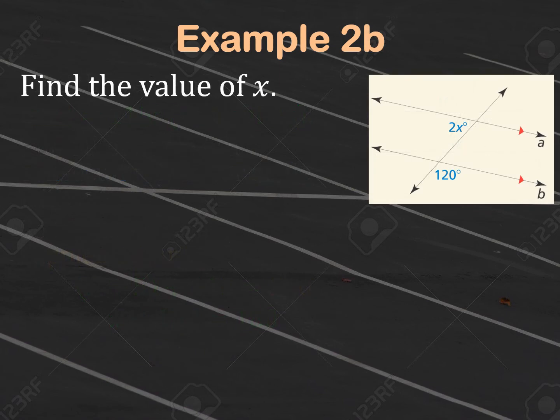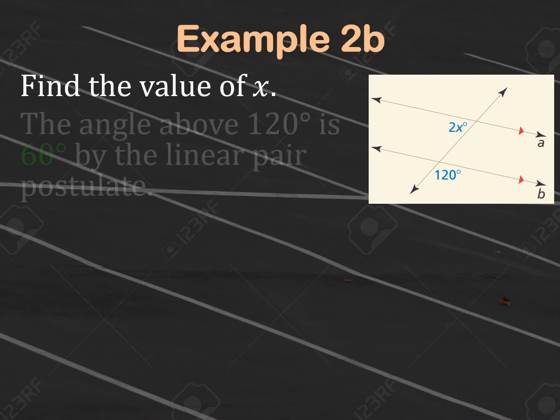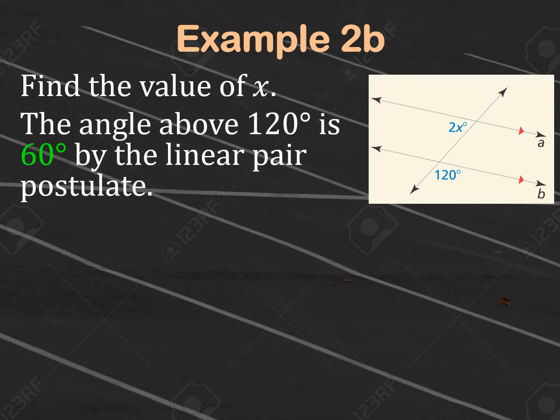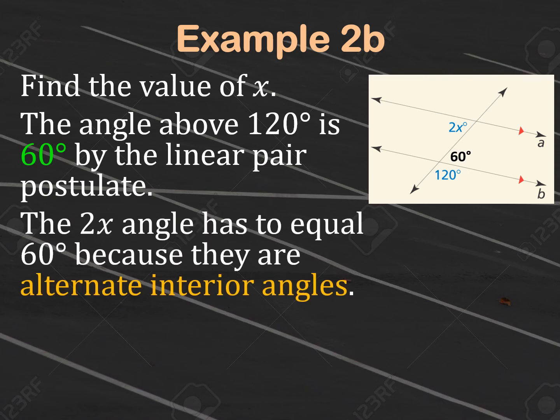Same type of problem. We have a 2x, we have a 120. Likewise, the angle above the 120 degrees is 60 degrees by the linear pair postulate. So there's 60. And the 2x angle has to be equal to 60 because those two angles are alternate interior angles. Again, notice that A and B are parallel lines. So that means 2x equals 60, which means x equals 30.